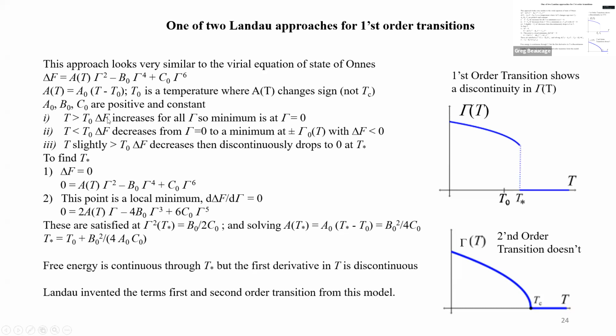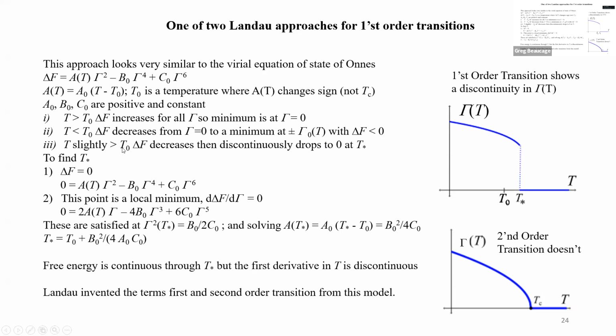T greater than T naught, then you're in the paramagnetic condition. And then delta F increases for all gamma. So the minimum of that thing is at gamma equals 0, meaning that you have no order, meaning it's paramagnetic. And when T is less than T naught, F decreases from gamma equals 0 to a minimum at gamma, our magic gamma, and delta F is less than 0, so you're going to this minimum, just like before. And then B and C just add together.